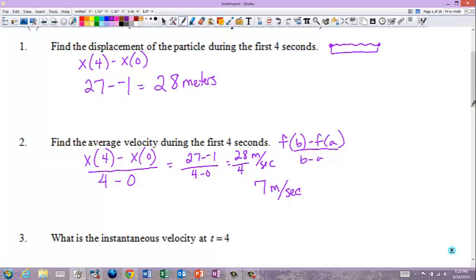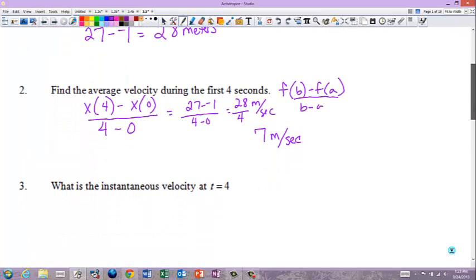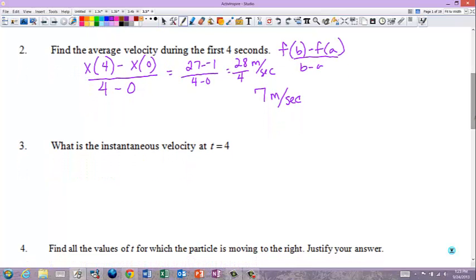Kind of like if it took me an hour to get to school, and I lived 60 miles away, I would say I was going an average of 60 miles an hour. I may have been going faster, I may have been going slower, but my average was 60 miles an hour. So his average was 7 meters per second.